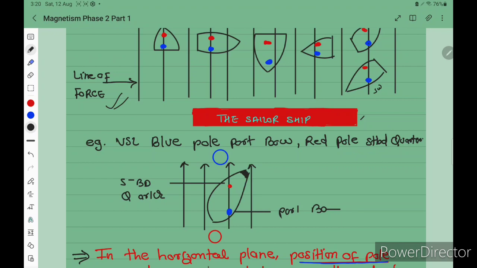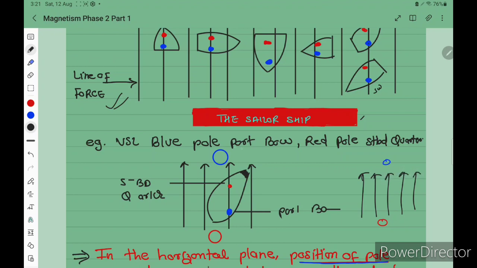So how do you make this? For making this, first you have to make red like this. Wait, I will show you. If you want to make this heading, I give you one example: red, and then you have to make blue. This is your north, and then the line of force like this, correct? This is the line of force.